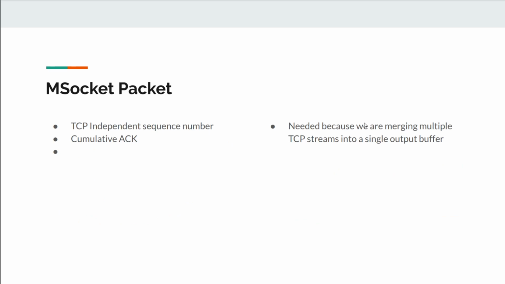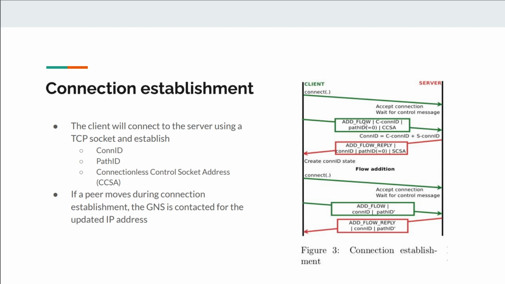Yeah, so this is just an overview of the MSocket packet. It's TCP independent, with sequence numbers and cumulative ACK, and then we'll get into the details of it. So, connection establishment. The client will connect to the server using a TCP socket in the first place. It's really important to note that both peers must be using the MSocket library. This is not compatible with normal TCP because of that new packet format.